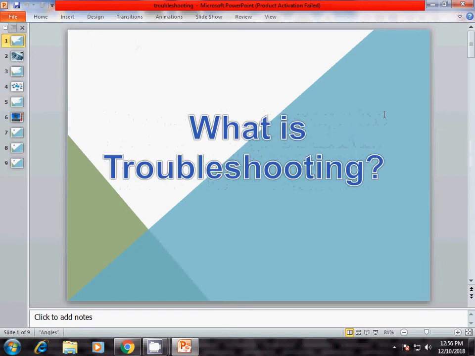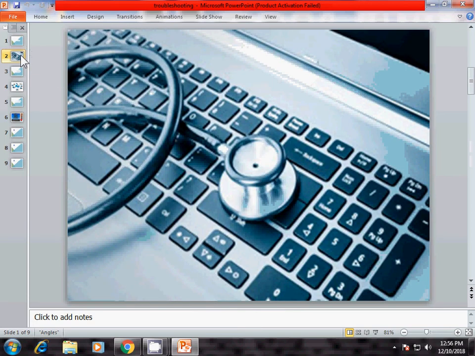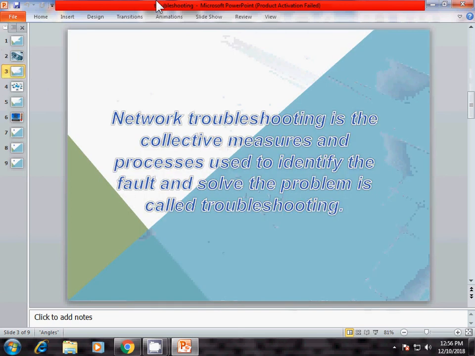What is troubleshooting? We can say it is the checkup of a computer, and we can say it is solving the problems of a computer. The definition of network troubleshooting: network troubleshooting is the collective measures and processes used to identify a fault and solve the problem, which is called troubleshooting.